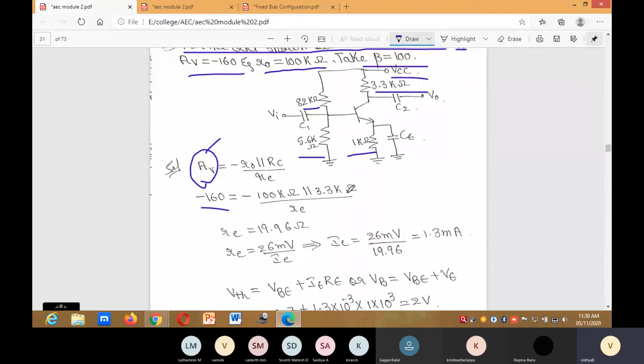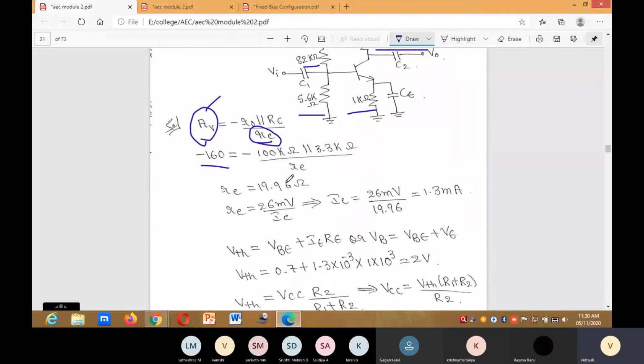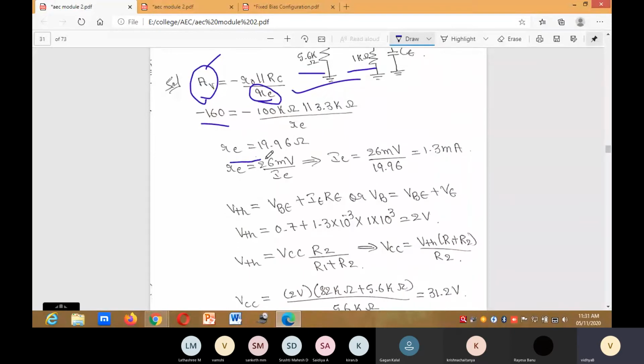RC value is 3.3 kilo ohm and we don't know the value of RE. We should find out RE from this equation. You will get 19.96 ohm. After finding RE, we don't know the value of IE.